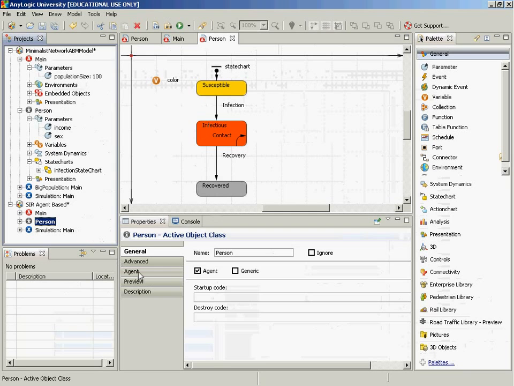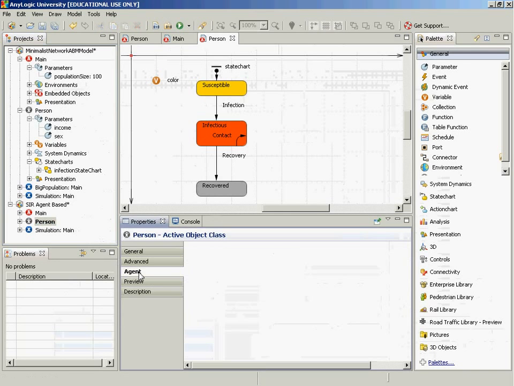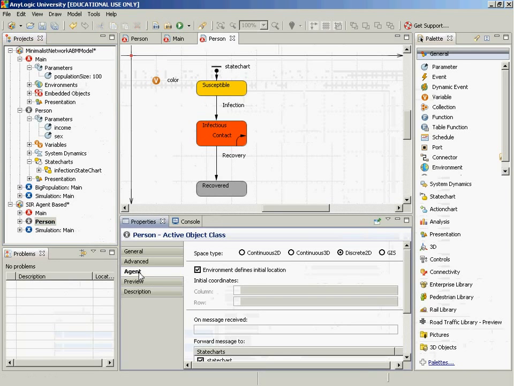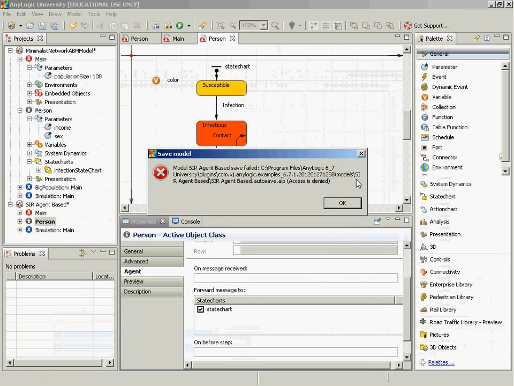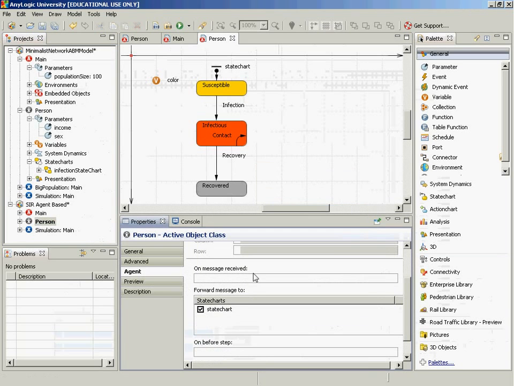Here, check the properties for person, and go to the agent tab. What you'll see is there's a little thing here that says on message received, and it also says forward message to state chart. You can actually specify it in more detail in on message received, but this provides you a sort of easy way. If it's handled by only one state chart, you can simply say forward any message to here.